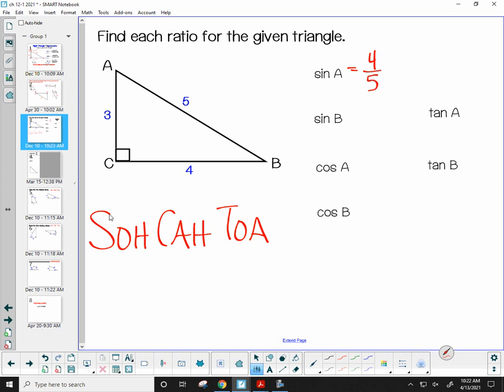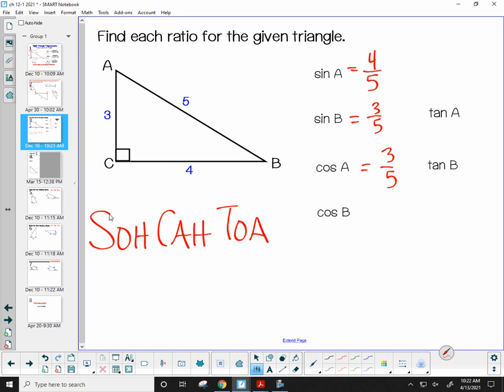How about the sine of B? So I'm changing my position. But the sine of B, sine compares opposite over hypotenuse, so it's going to be 3 over 5. How about the cosine of A? That's adjacent over hypotenuse, so it's going to be 3 over 5.